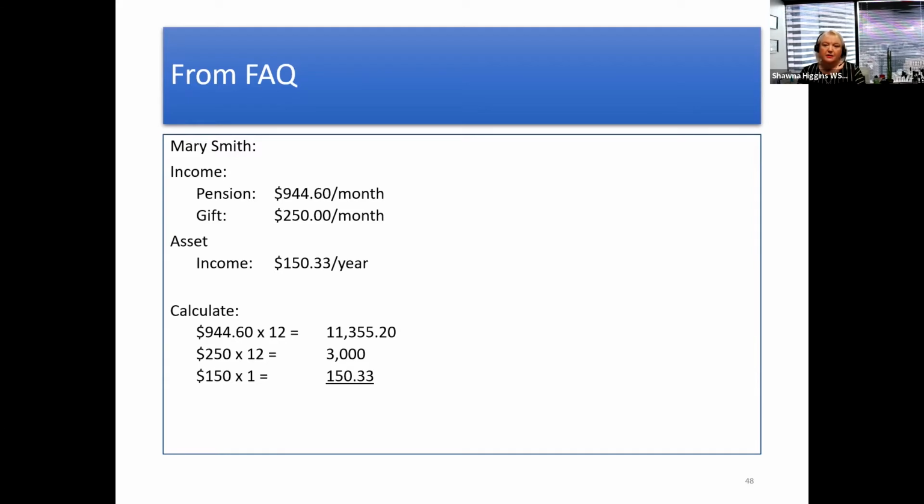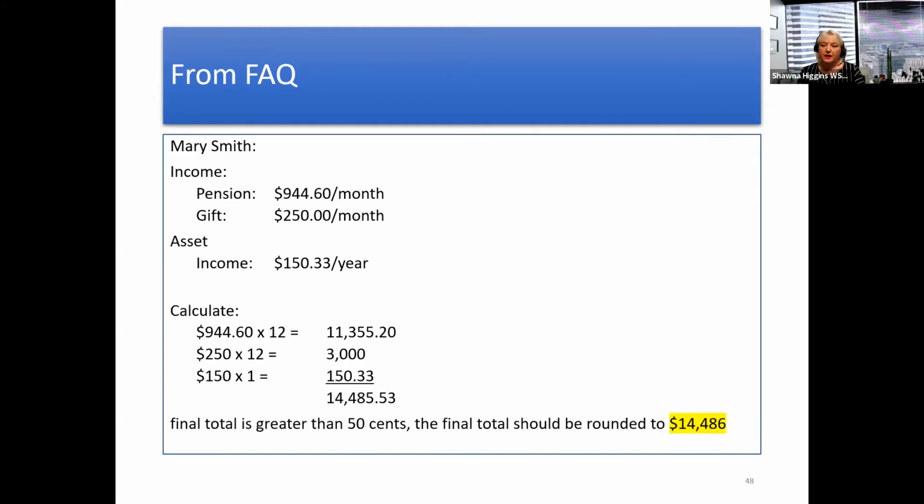And then you're going to add the asset income in there, and you total the gross annual household income, and it's going to be $14,485.53. Because the final total is 50 cents or greater, the final total should be rounded up to $14,486. So we're only going to round up the very last number. All right. Are there any questions on that?